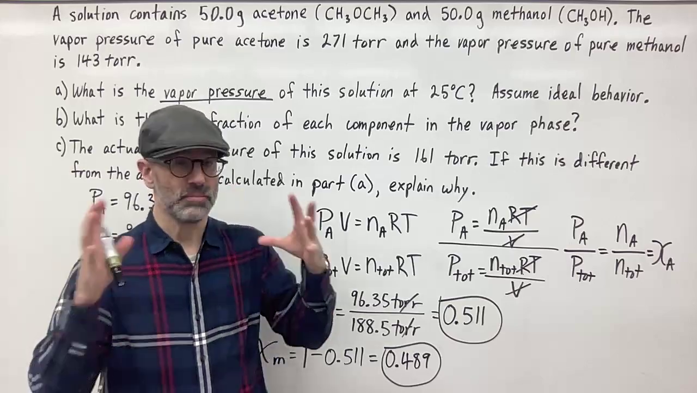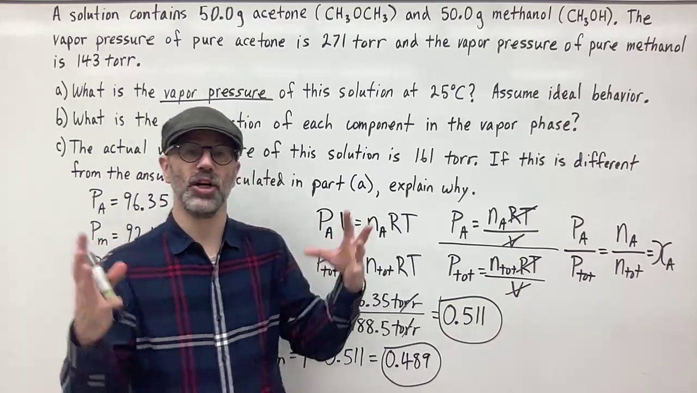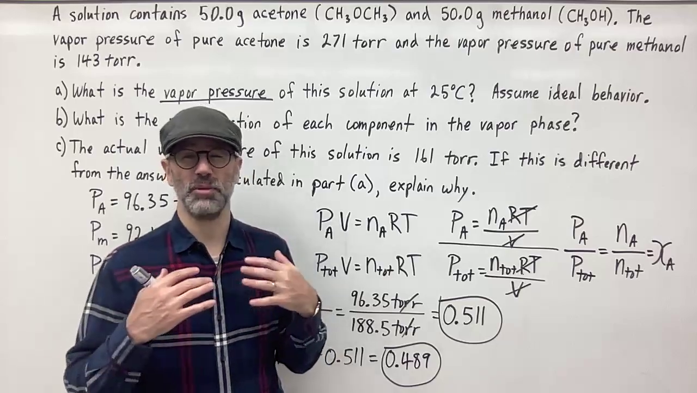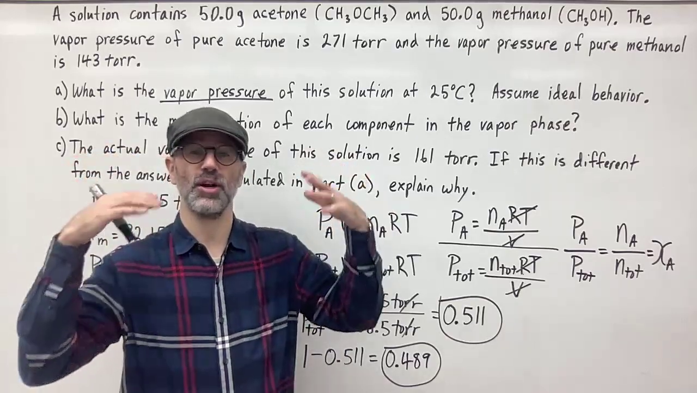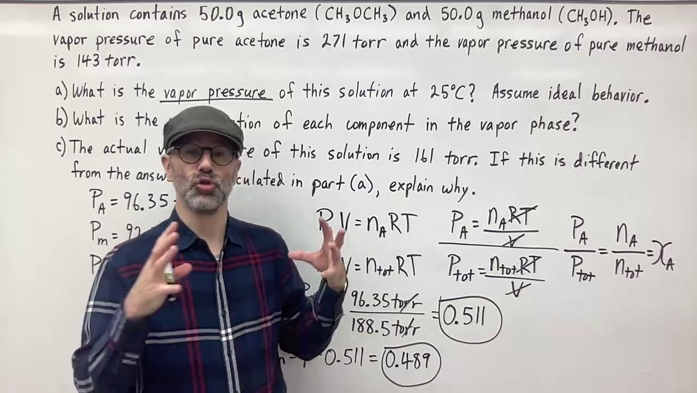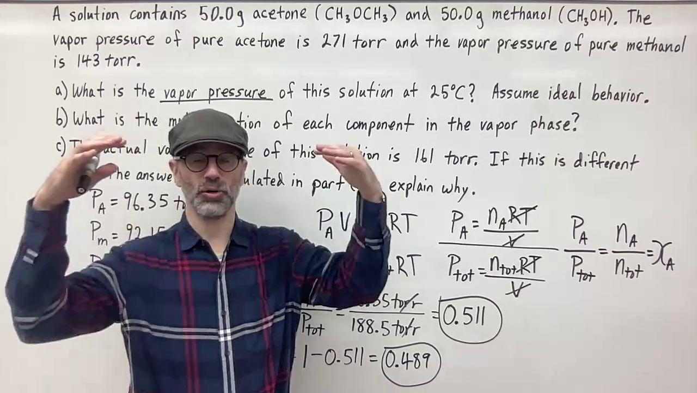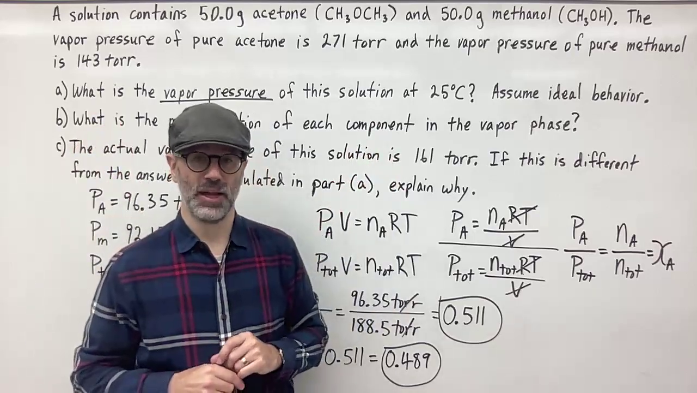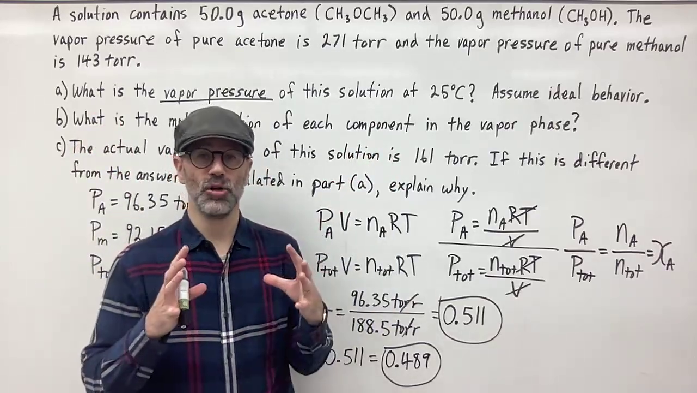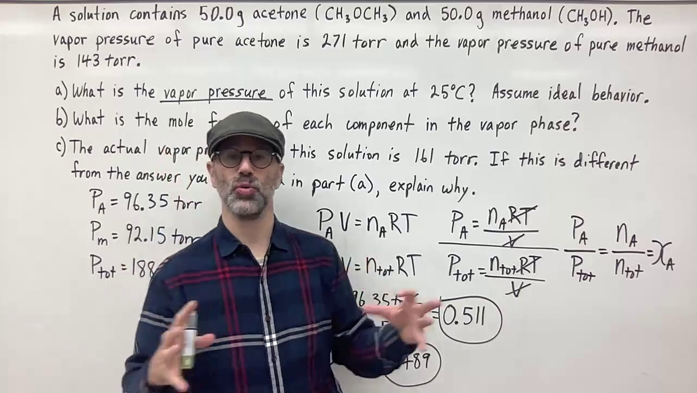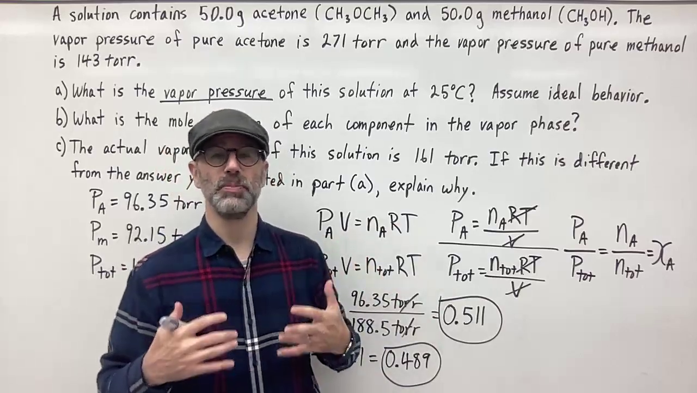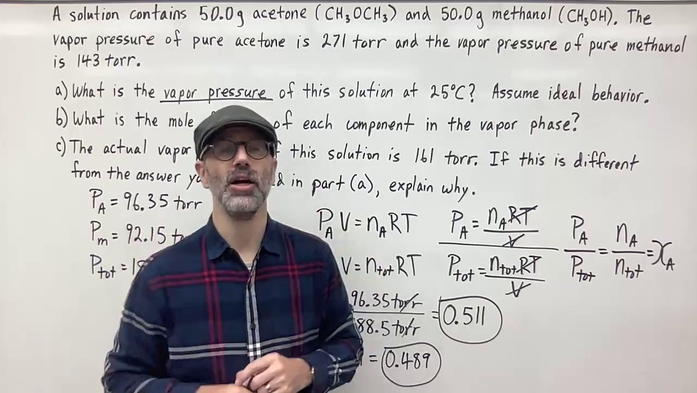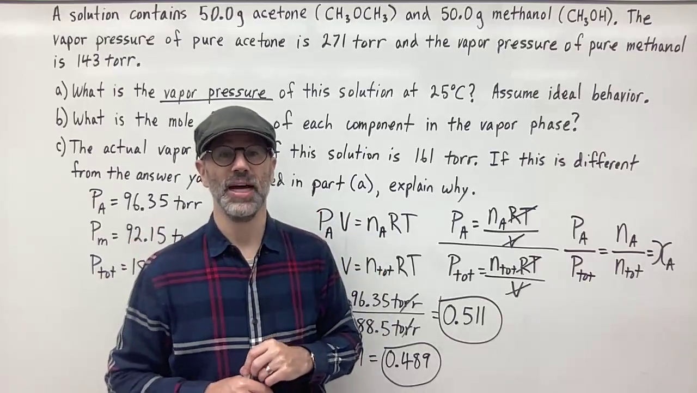Why? Because if they're stronger, that means that they're going to hold on more tightly in solution, and therefore fewer particles are going to be able to escape into the vapor phase and add pressure. So stronger interactions means fewer particles in the vapor phase, which means less pressure in the vapor phase, right? So if the intermolecular forces between the particles when they're mixed together were weaker, we would expect more particles to be given off into the vapor phase and therefore a higher vapor pressure than what we actually calculated.